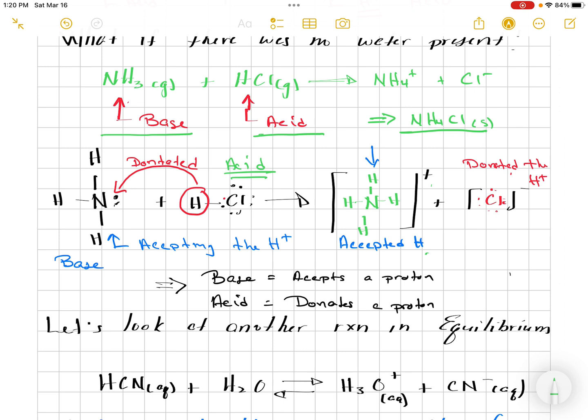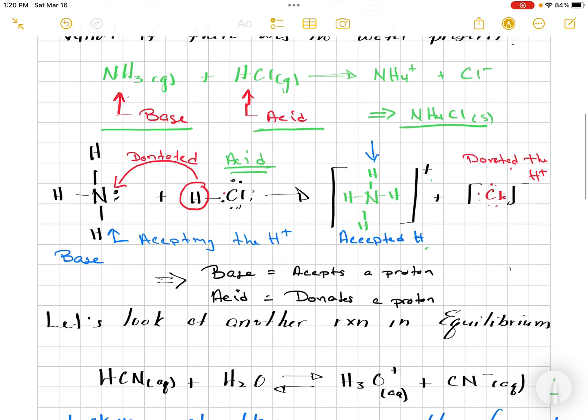So here we have hydrogen cyanide reacting with water. Now, in this case, we are going to react with water, but you can see that even though the definition and the model for the Arrhenius acid holds true, it also works for the Brønsted-Lowry. Okay, let's take a look at what's happening here.